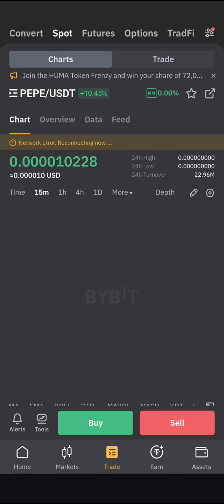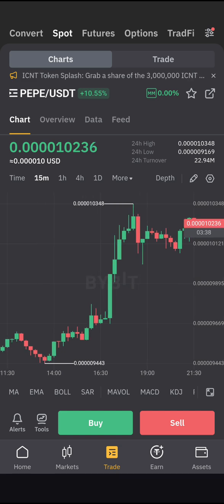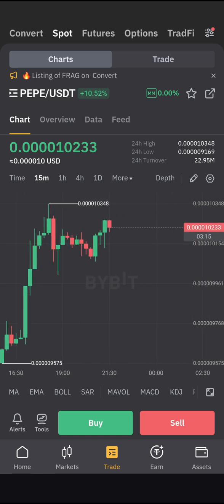Looking at this PEP coin, and as you all know, PEP coin is a meme coin. You can see where it has taken off from. It's taken off from here. This is for you to understand that all these are actually working. It took off from here, 9, to this place, turning this 9 to 1, and it has recorded over 10%. So this is actually working.